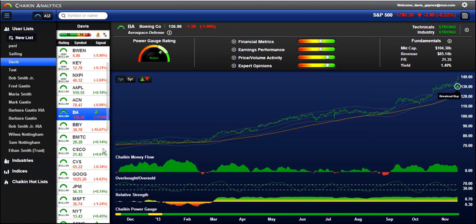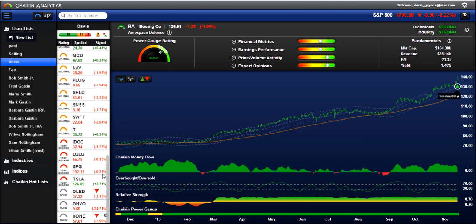And if I scroll on the scroll bar and go down to the bottom of my list, I'll find some bearish and very bearish stocks. And for stocks that don't have enough data, we typically need at least 6 months of data in order to put a power gauge rating on a stock, they'll be indicated with none.